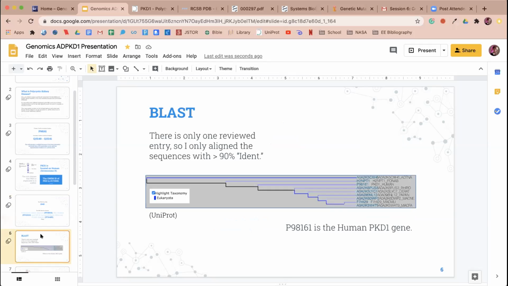Then I blasted the sequence with a bunch of other non-human PKD genes and stuff because there were no other reviewed sequences. The human PKD1 gene was the only reviewed sequence.